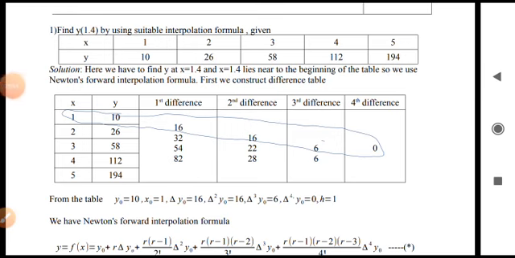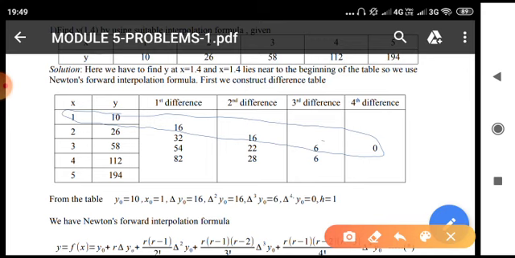Here, x values are 1, 2, 3, 4 and 5. y values are given as 10, 26, 58, 112, 194. Now we write first difference. 26 minus 10, which is 16. 58 minus 26, which is 32. 112 minus 58, which is 54. 194 minus 112, which is 82.